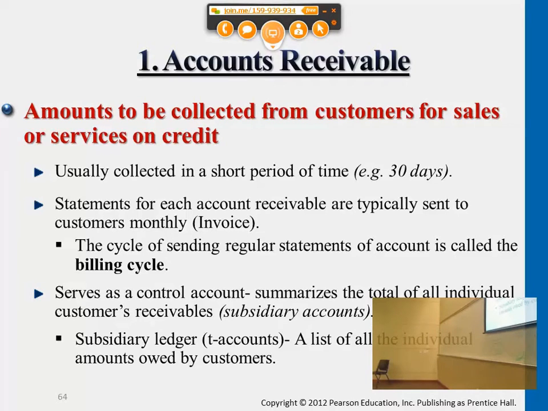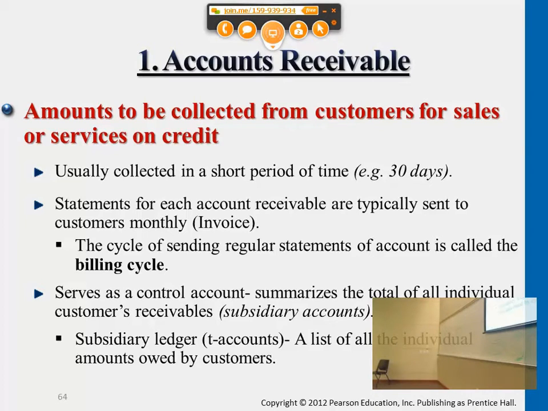Okay, so the billing cycle starts once you provide the service or provide the sales, the goods to the customer. Then you would also attach an invoice to them, stating the dollar amount that they owe you and also the dates that they need to pay back this money. Okay, so accounts receivable, basically again, is a promise of payment that you'll be receiving from customers and clients.